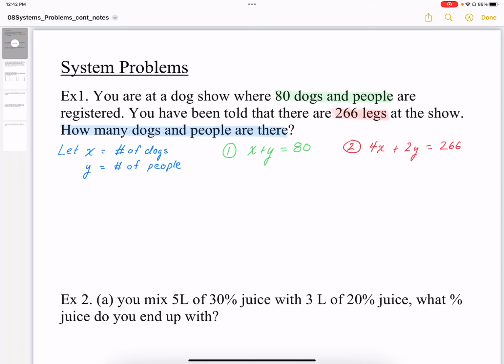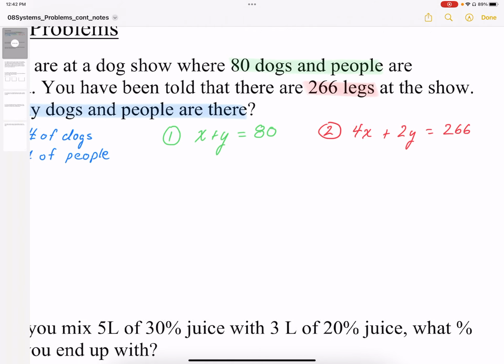Whenever we do these word problems, it's good to read that last sentence because that helps us establish what our variables are. So we're going to let x equal the number of dogs and y equal the number of people. We have two variables, so we have to come up with two different relationships. One of the relationships is the 80 dogs and people. Together they add up to 80. So there's one relationship, x plus y equals 80.